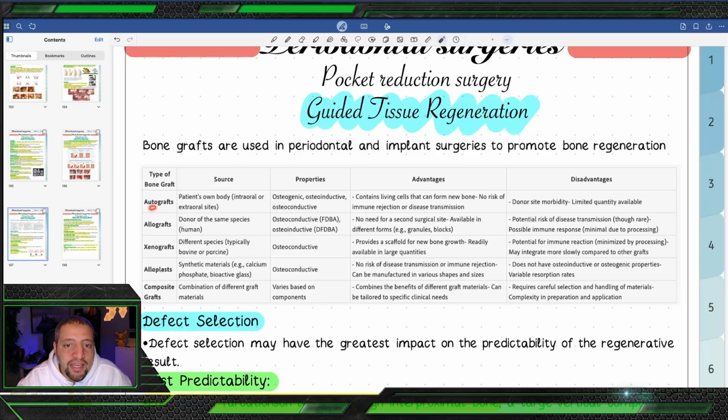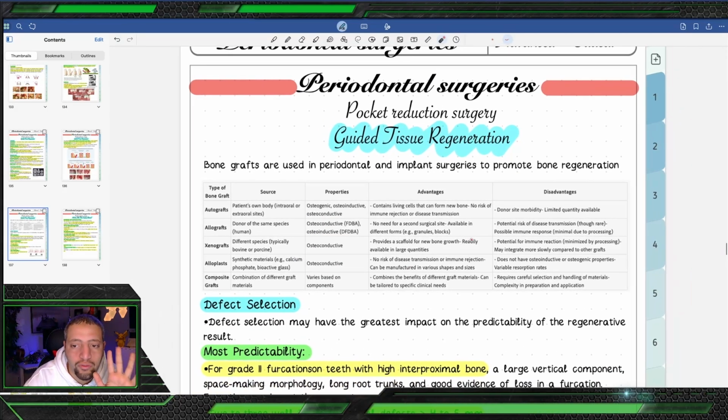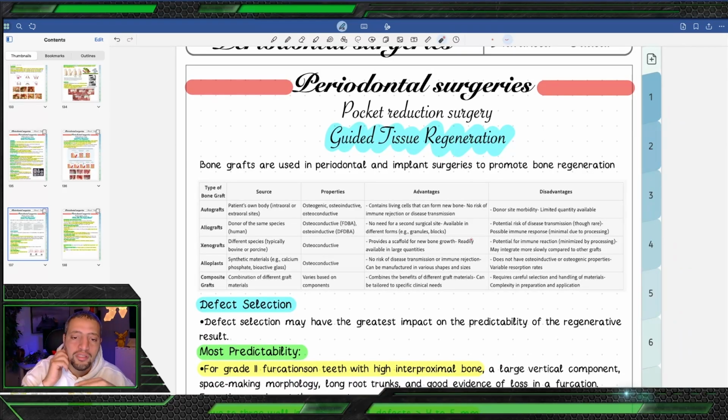Again, autograft has all 3. Allograft, no osteogenic, only conductive, inductive. And finally, xenograft, which is bovine, and alloplast, which is synthetic, only osteoconductive. This is the information I would like you to know. This is too much to discuss, honestly, so I just removed the 2 slides. If you would like me to send the 2 slides later, I will be more than happy to send them to you.